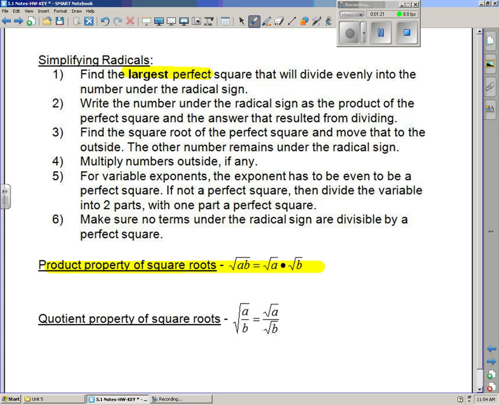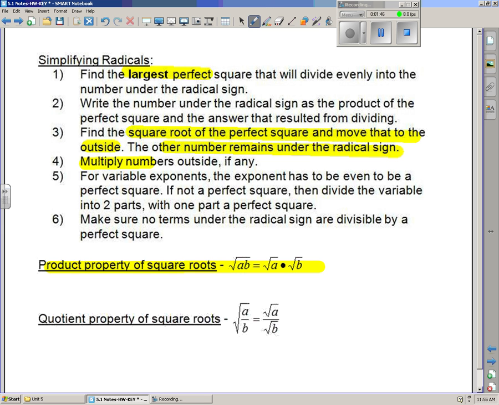You're going to find the square root of the perfect square, and that number is what goes on the outside. So you take the square root of the perfect square, and that goes on the outside. The number that you can't touch, that's not a perfect square, stays under the radical sign. Okay, and that's because it's irrational. If you have other numbers outside the square root symbol, you're going to multiply those.